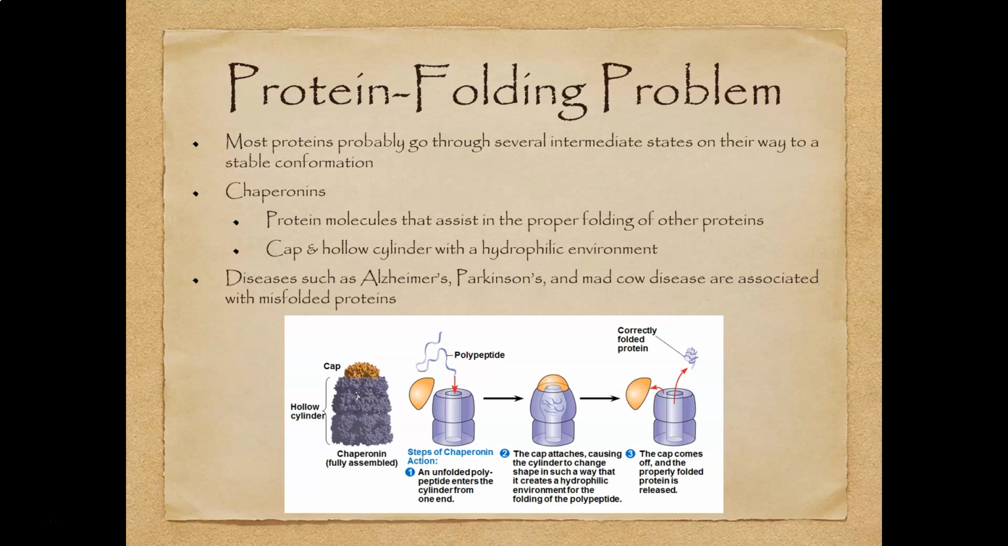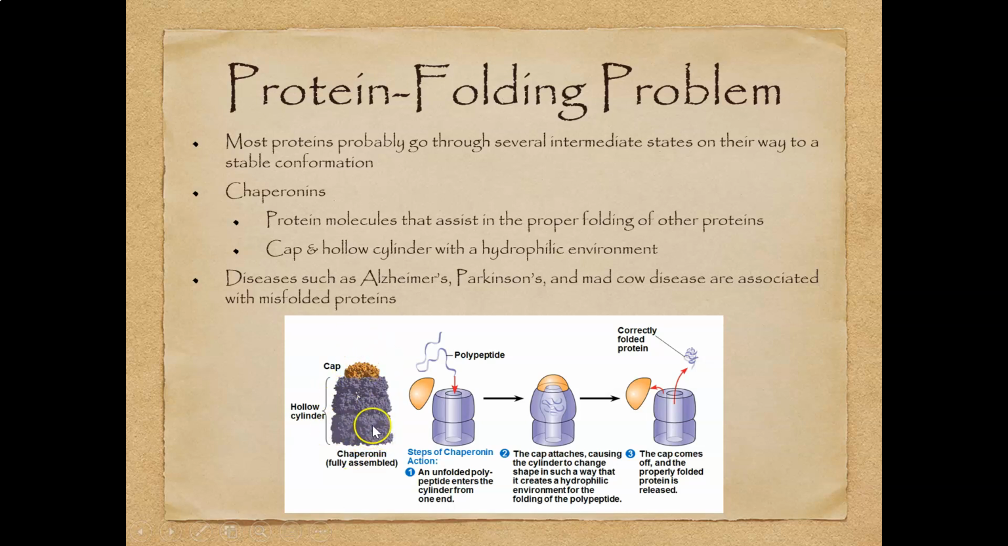So most proteins will go through several intermediate states on their way to that stable final configuration. A lot of these can do that just in your cytoplasm and they're fine. But others require some assistance to get them to finish that final steady conformational folding. And that's where these things called chaperones come in. They are in and of themselves protein molecules, and they end up producing this kind of tubular, isolated environment. So you can look at, this is what they look like in 3D.